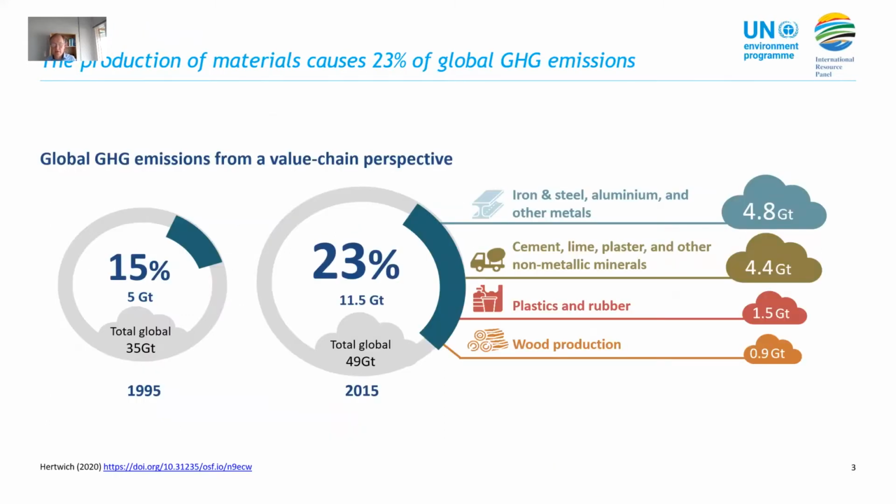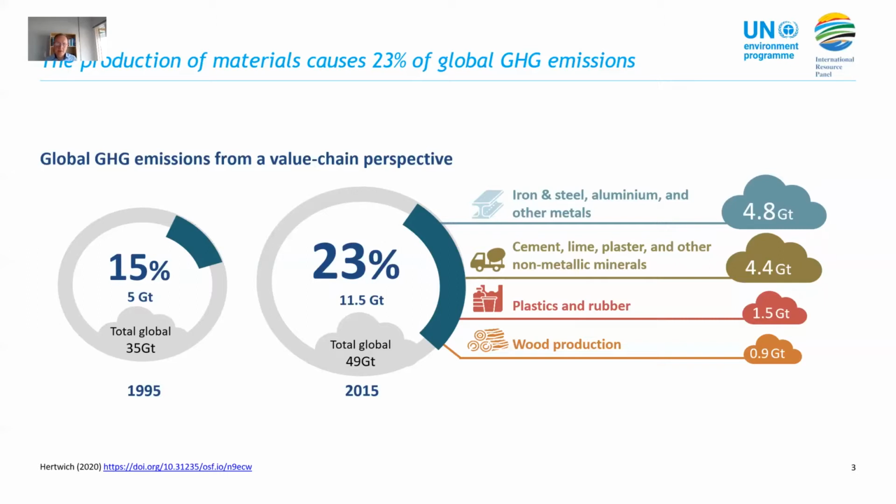Why am I interested in materials? Well, in addition to being an energy-intensive industry, material production also has process emissions of CO2, for example, in the reduction of steel or the production of clinker. Greenhouse gas emissions from materials production have increased faster than greenhouse gas emissions from energy production, going from 5 billion tons in 1995 to 11.5 billion tons in 2015. The most important materials in terms of their greenhouse gas emissions are iron and steel and other metals, cement and other non-metallic minerals, and plastics and rubber.